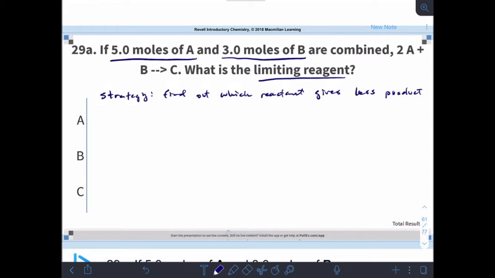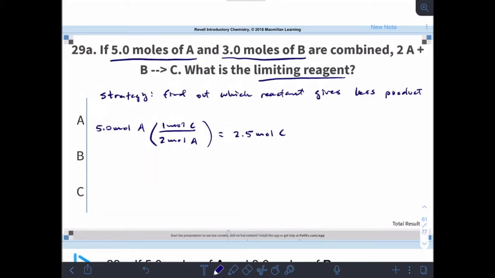I'm going to start with the 5 moles of A, and I want to find out how many moles of C I get. So I have 2 moles of A in my equation, 1 mole of C. That means that A will give me 2.5 moles of C.